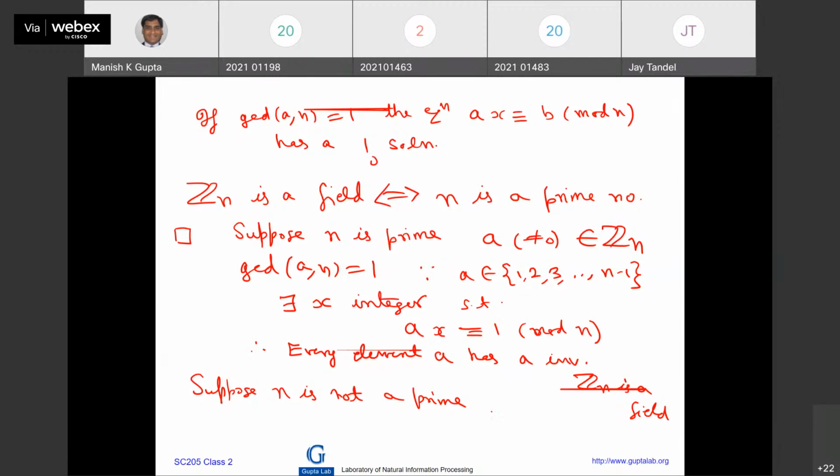If n is not a prime, then n is a product of two numbers a and b. N is a composite number where a and b are greater than 1, of course. But this implies that n is equal to ab is equal to 0 in integers modulo n, because everything is modulo n. So there are two numbers a and b not equal to 0 such that their product is 0. That means there exist zero divisors. Zn is not a field, right? Simple. So the proof is done.